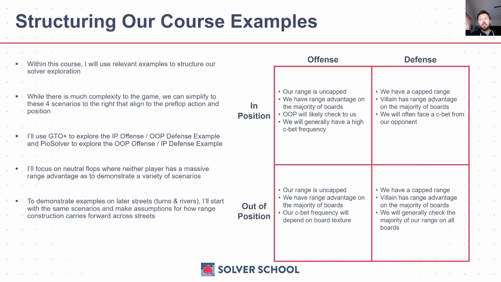To demonstrate examples on later streets, such as turns and rivers, I'll start with these same scenarios within modules 3 through 5, and I'll just make assumptions for how range construction will carry forward across those streets. And then for each example, we'll first clearly define the problem that we're trying to solve within the confines of the overall structure of our analysis.